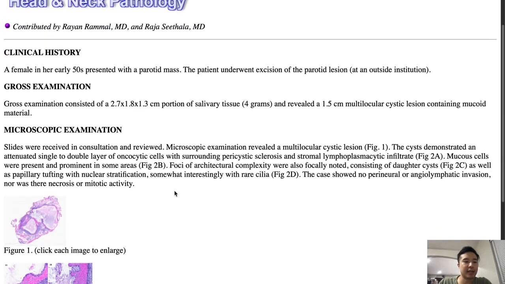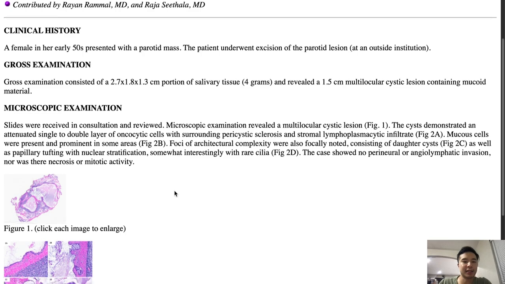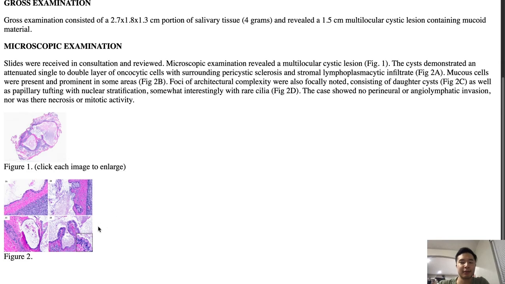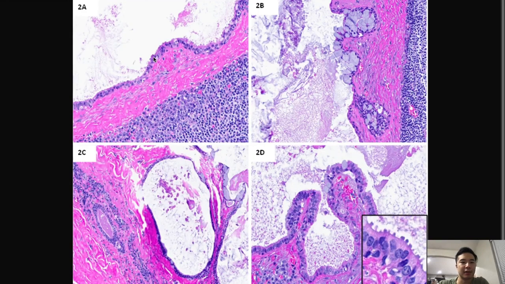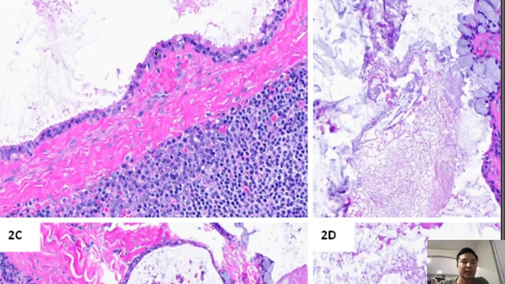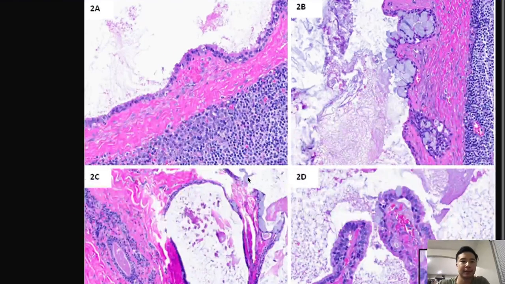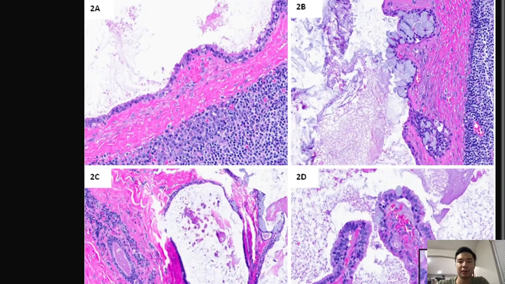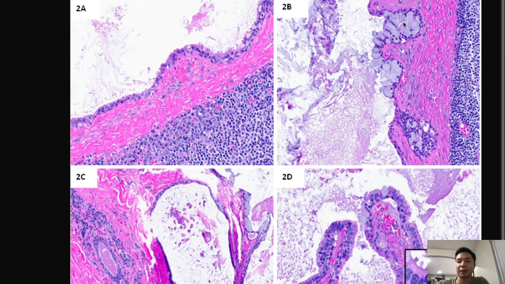The cysts demonstrated an attenuated single to double layer of oncocytic cells with surrounding pericystic sclerosis and stromal lymphoplasmacytic infiltrate, figure 2A. So let's look at figure 2A right here. All right, we see some oncocytic-like cells, somewhat ciliated, with the fibrous pseudocapsule, lymphoplasmacytic infiltrate. And mucus cells were present and prominent in some areas. So let's see. Oh yeah, here you see the mucocytes. So we have epidermoid cells, we have mucocytes.